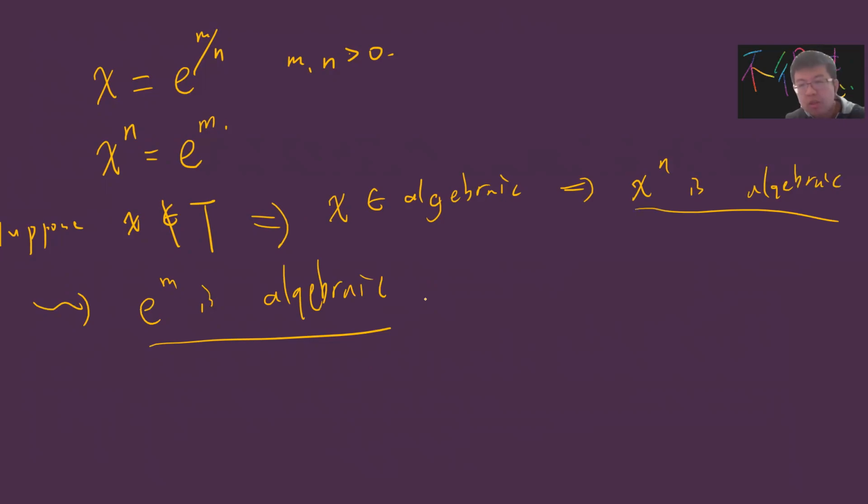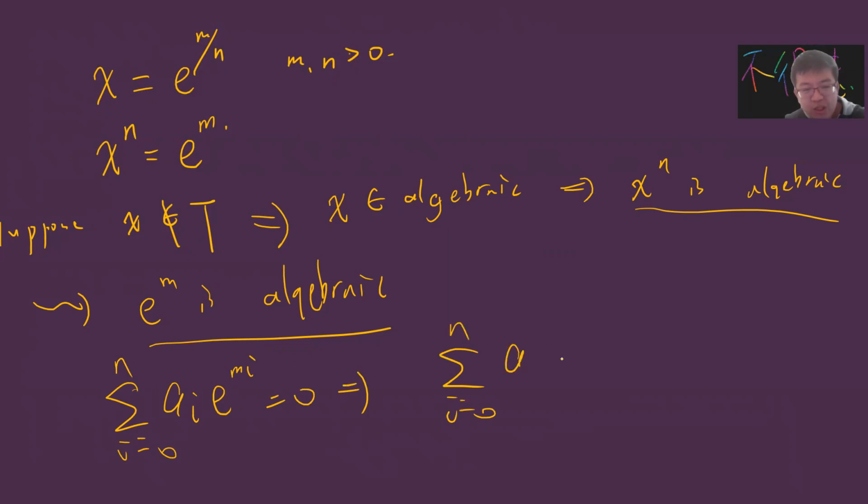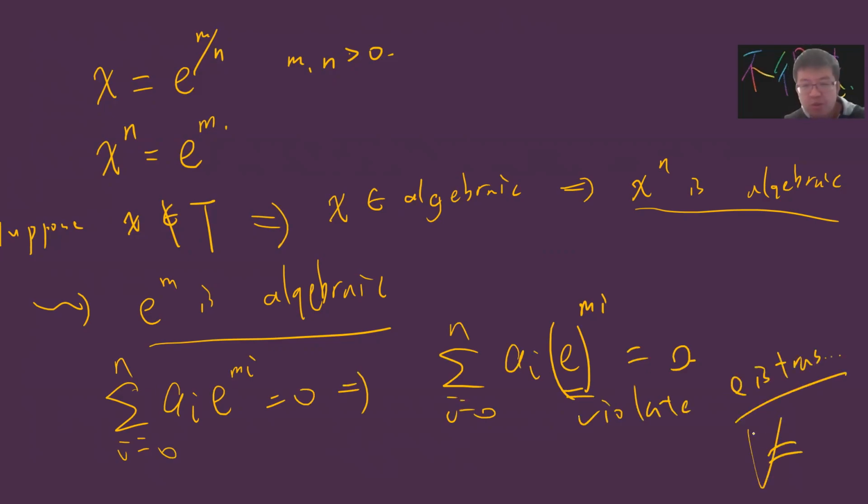Okay, and this is the final step. You can prove that if e to the m is algebraic, then you can write down an equation, the sum of a_i e to the m_i equals 0, which is exactly the same as the sum for i from 0 to n of a_i e to the m_i equals 0, right? So this violates that e is transcendental. So contradiction, right? So x must be transcendental.